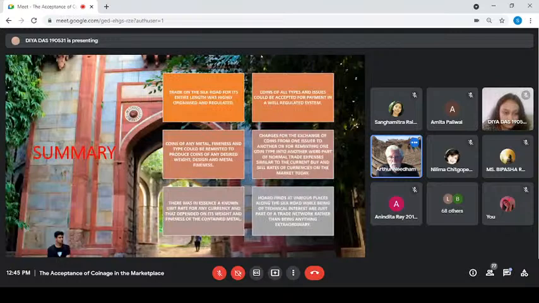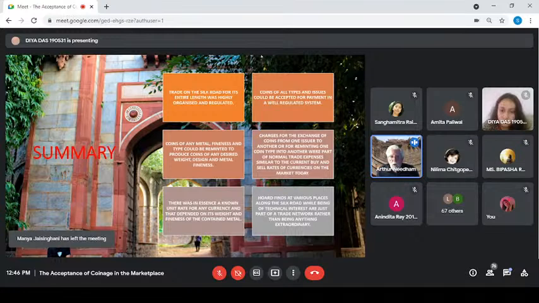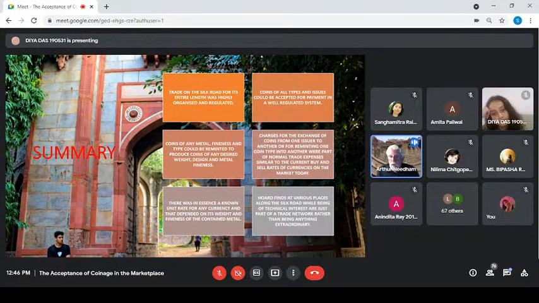Trade on the Silk Road through India in its entire length was highly organized and regulated. Coins of all types and issues could be accepted for payment in a well-regulated system. Coins of any metal fineness and type could be reminted to produce coins of any desired weight, design, and metal fineness. Charges for the exchange of coins from one issuer to another, or for reminting one coin into another, were part of normal trade expenses, just as they are today.